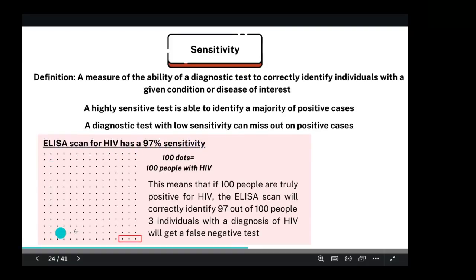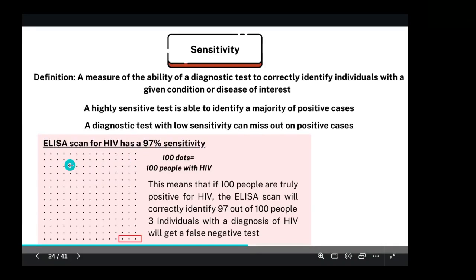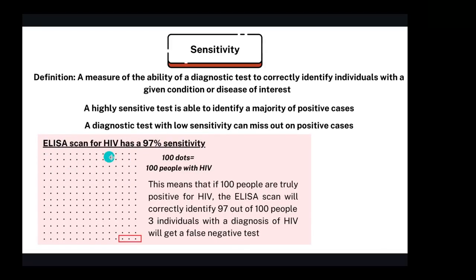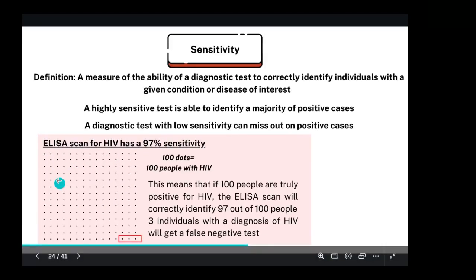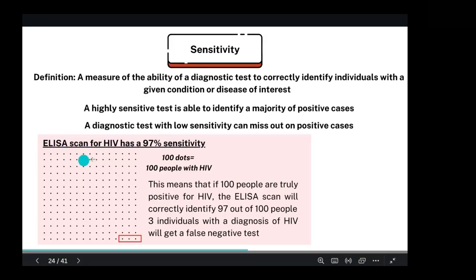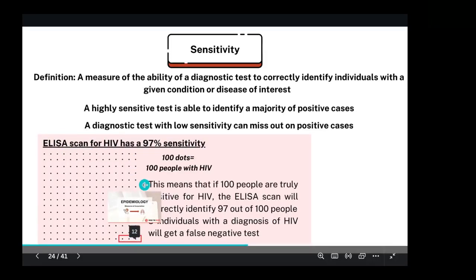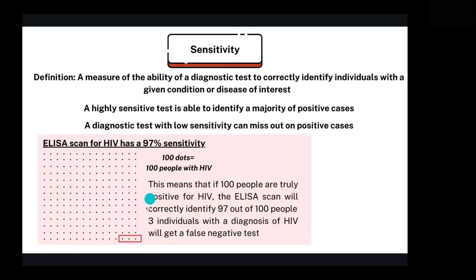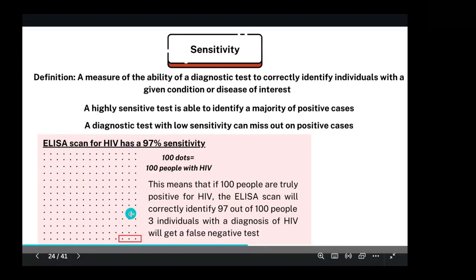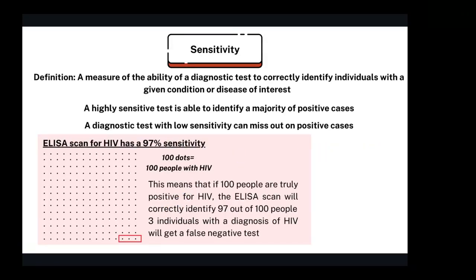If we have 100 dots here, and each dot represents one individual with HIV, we have 100 people here with HIV, and for every single one of these people, we do an ELISA scan. 97% sensitivity means that the ELISA scan is able to correctly diagnose 97 out of the 100 with HIV, which means that 3 out of the 100 will be given a false negative test. So they are HIV positive, but the test will falsely say that they're negative.